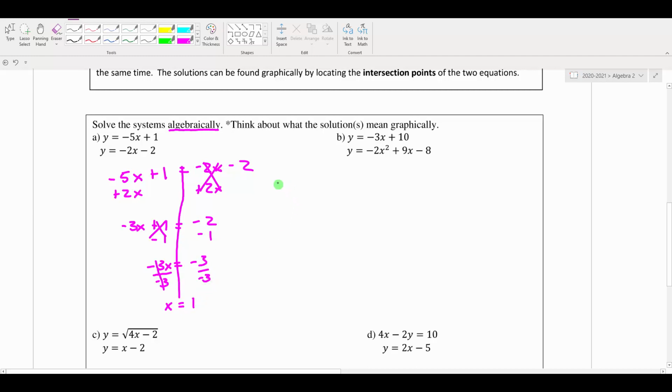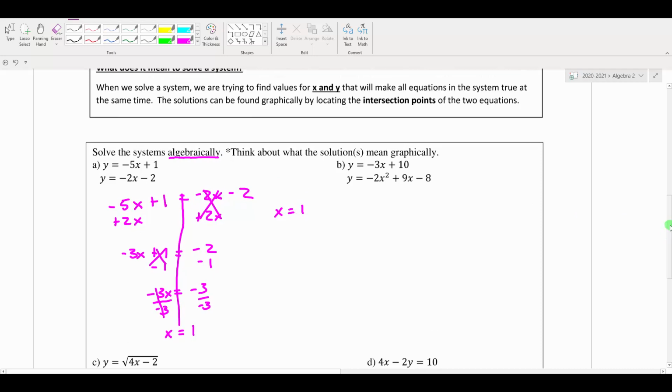All right, so what we have found is that x equals 1, but we are not done because this was a system. And remember, when we solve a system, we have to find values for x and y. That's why I bolded and underlined that. So you have to find x and y. Okay, and sorry, I did not mean to write a 1 there.